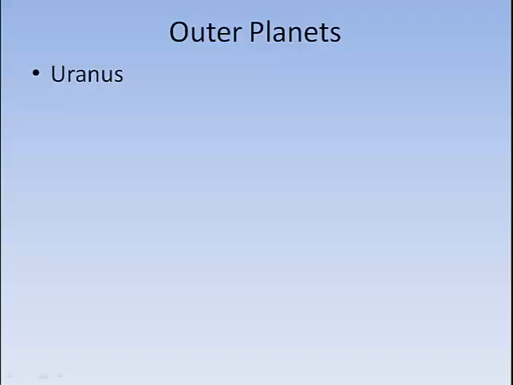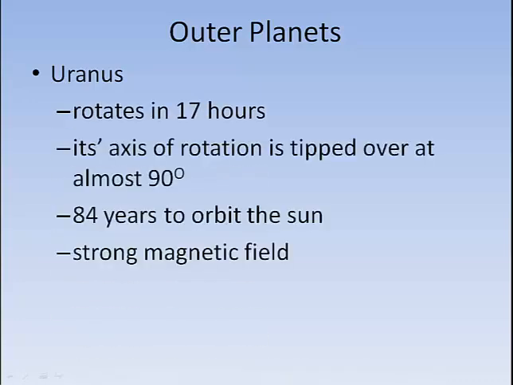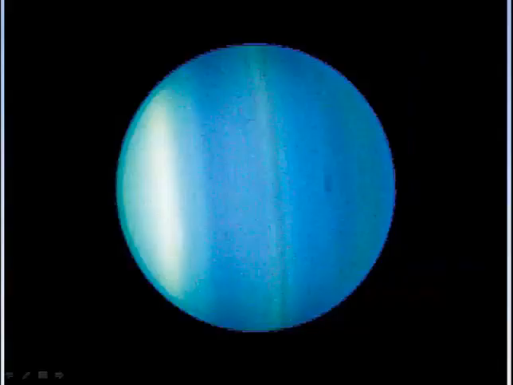The next planet out is Uranus. It rotates very quickly. The interesting thing about Uranus is that its axis of rotation is tipped over almost 90 degrees. All the other planets rotate on their axis like a spinning top, but Uranus rotates on its axis like a bowling ball rolling down a bowling alley. So it rotates this way, not this way.